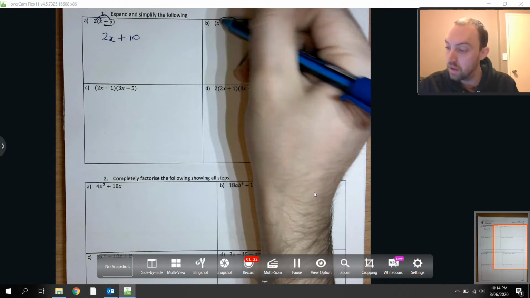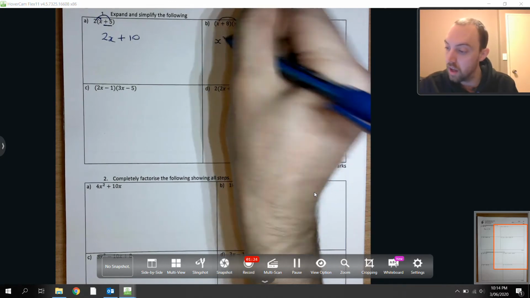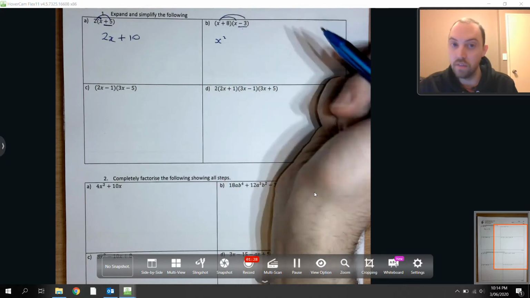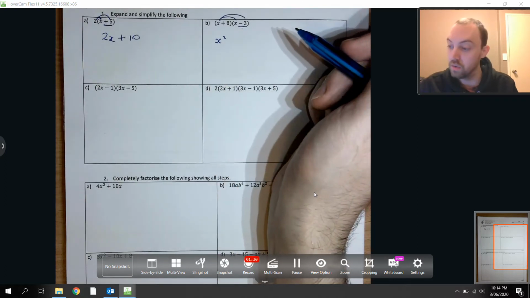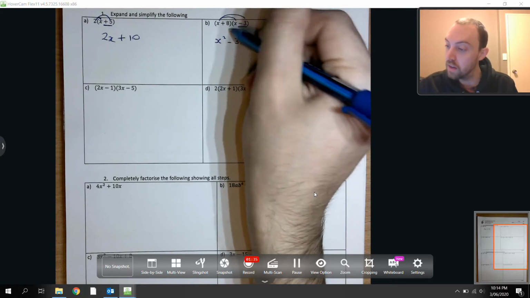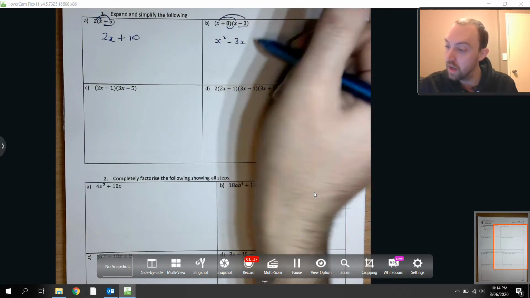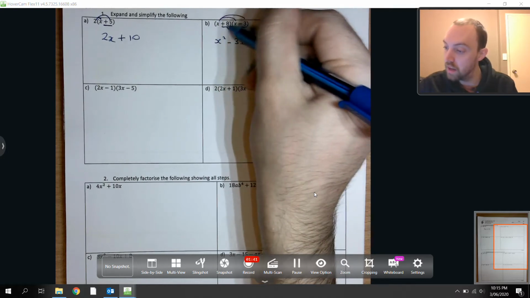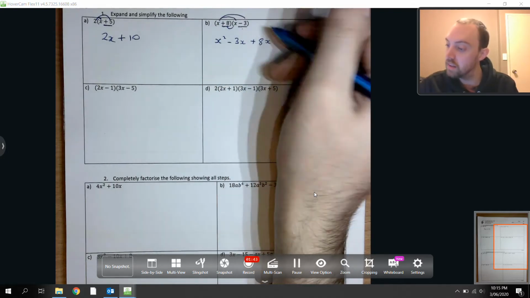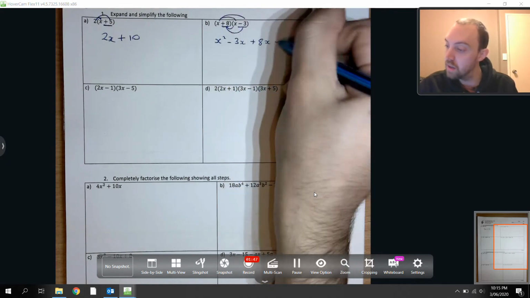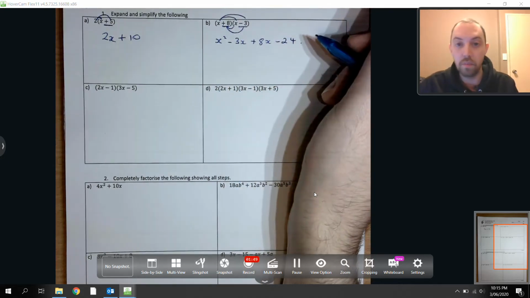x's. X times x is x squared. X times negative 3, okay, take the signs too. X times negative 3 is negative 3x, and then we're going to start with the 8. 8 times x, or positive 8 times x is 8x, and then positive 8 times negative 3 is negative 24.